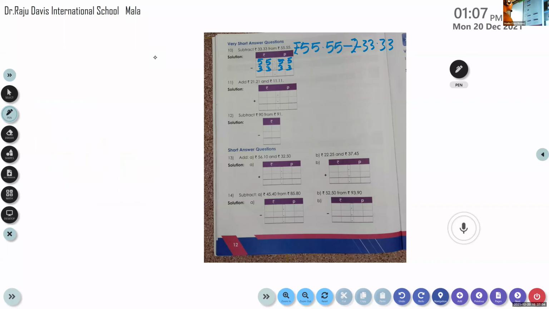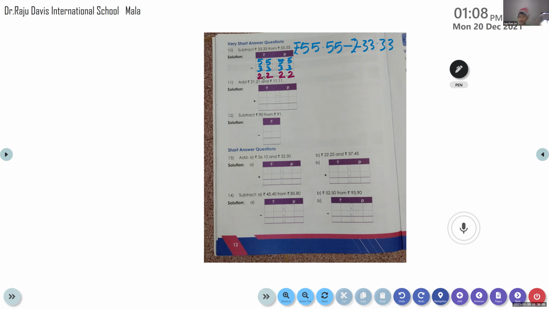Sam, Tom, do it and tell me the answer. Ma'am, the answer is 22 rupees, 22 paise. Okay, good. 5 minus 3, we will get 2. Again 2. Here also 2. 22 rupees, 22 paise. Good boy. Thank you, ma'am. So please complete it.